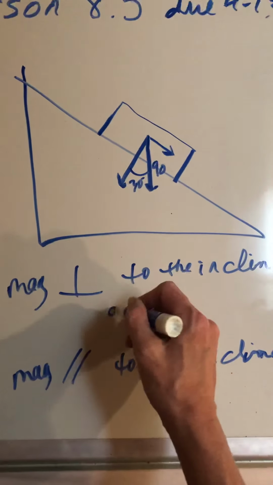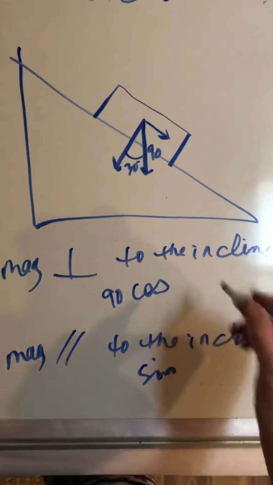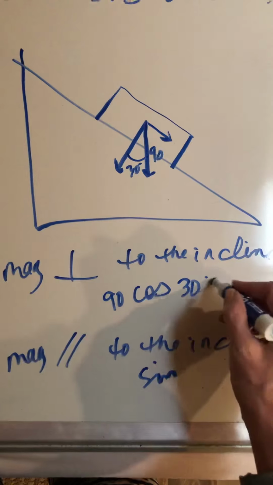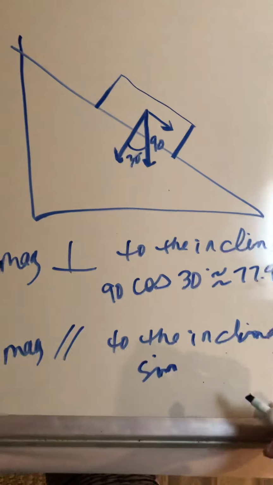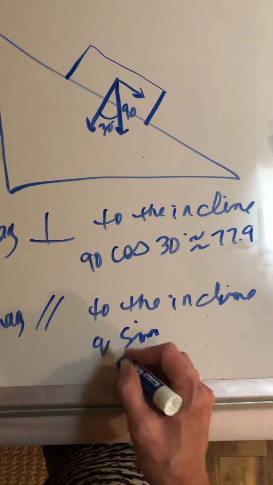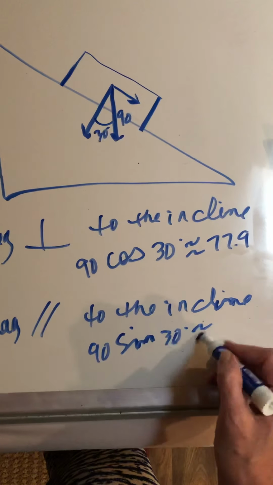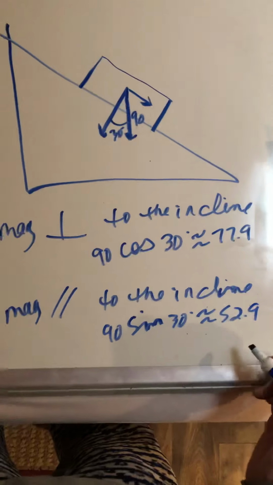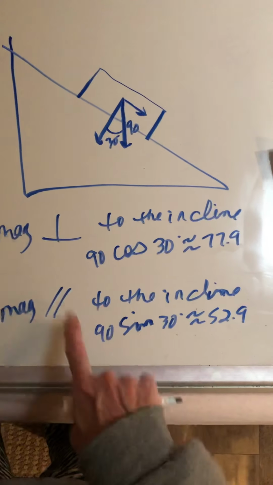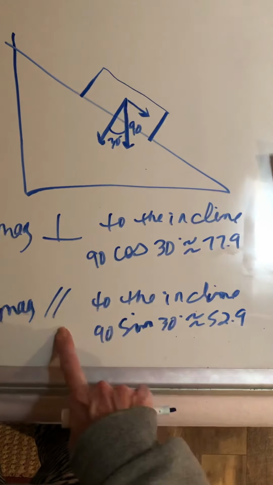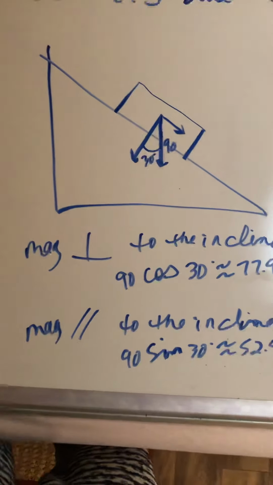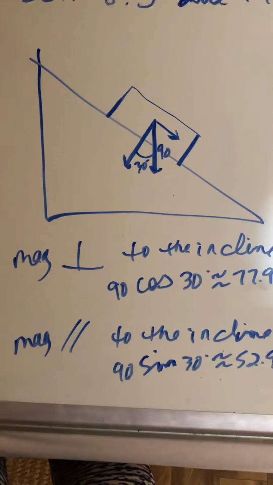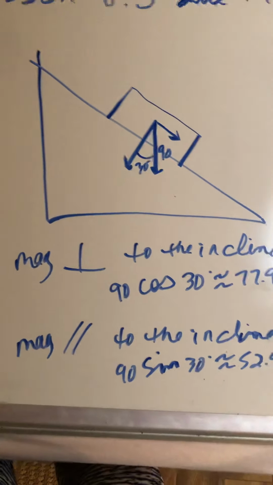And you take 90 cosine 30. And 90 cosine 30 is about 77.9 if you round it to the nearest tenth. Then you do 90 sine 30, which is about 52.9. So that's your perpendicular and that's your parallel. Perpendicular is always cosine, parallel is always sine. So sometimes they might ask you for just parallel. Sometimes I might ask you for parallel and perpendicular.